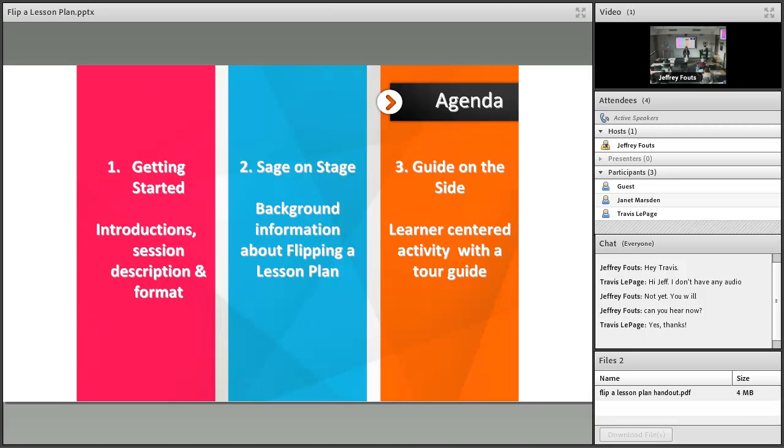Describe what flipping a lesson plan is. We're not going to flip a course. We're only going to flip a lesson plan. And then I'm going to step back and be the guide on the side and do a learner-centered activity with you. And you're going to become the student. It's going to be an active learning environment.